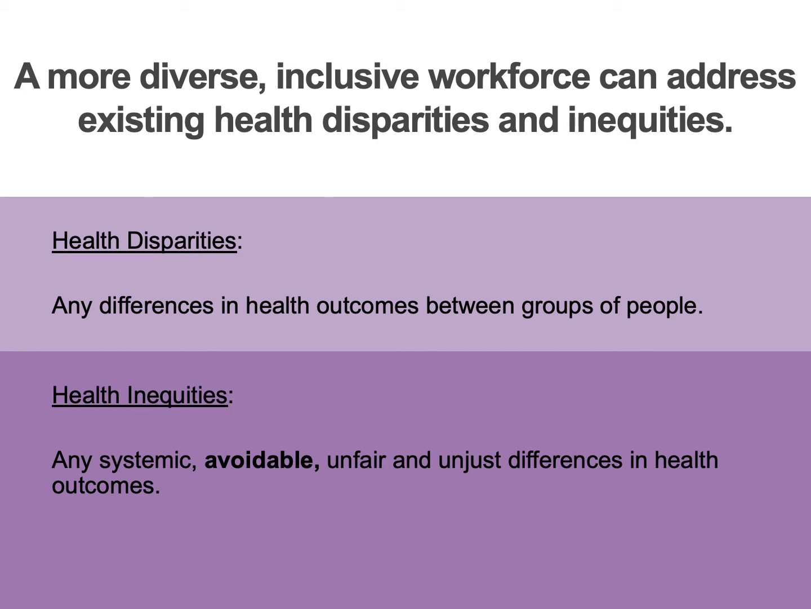Health inequities are also differences in health outcomes, but they are systemic, unfair, unjust, and most importantly, they are avoidable. An example of a health inequity is the rate at which white and black women receive screening mammograms. For every 10 white women who get a screening mammogram, only 7 or 8 black women might. Why is this? There's no biological difference. This is a health inequity.